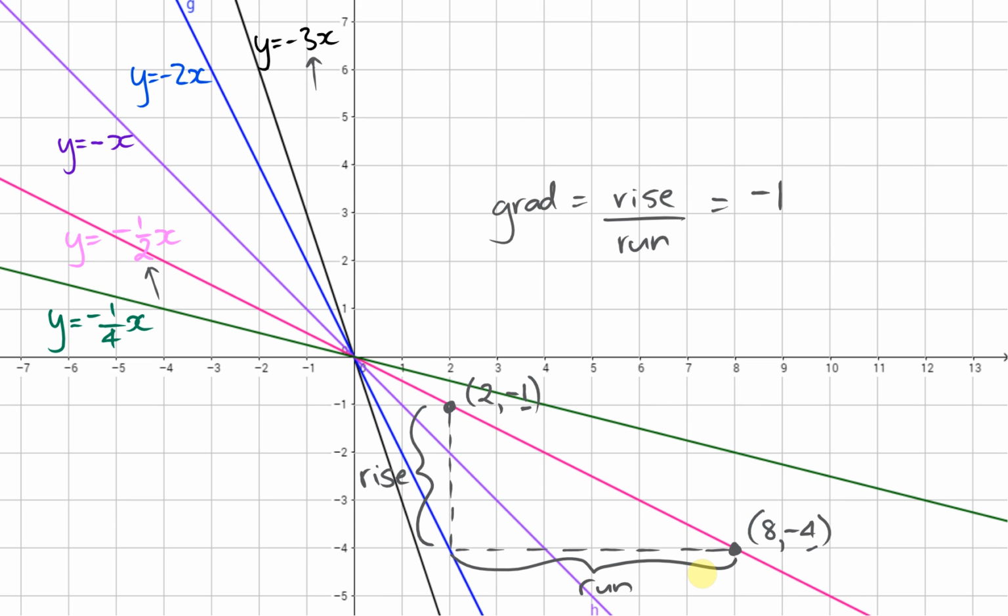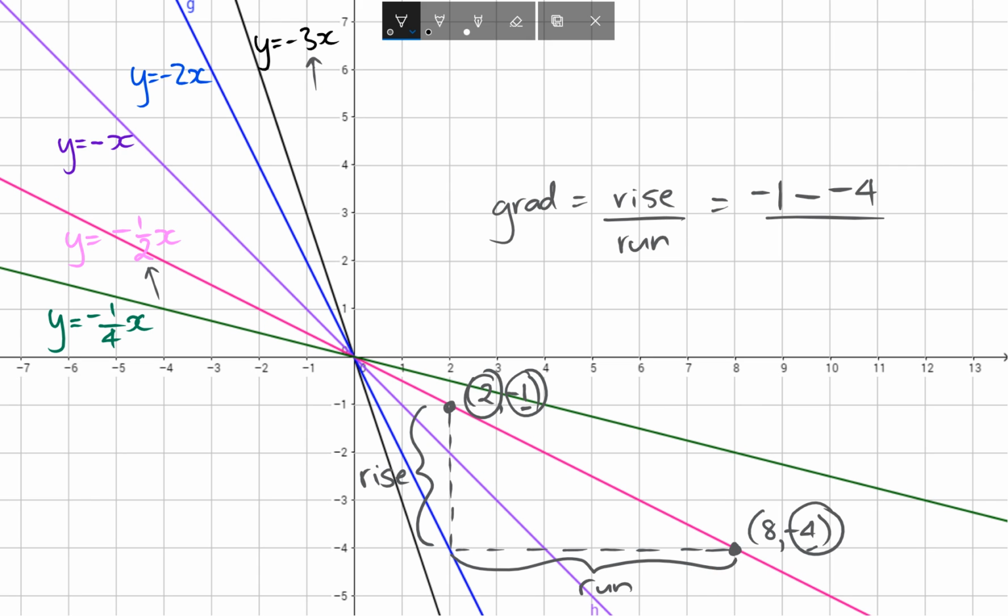If I go negative 1 minus negative 4, so I'm using that y value minus this one, divided by the run, you can see is a difference of 6, but let's use our coordinates, so it would be 2 minus 8. Remember, it's a change in the x values, so 2 minus 8. So negative 1 minus negative 4 will give me negative 1 plus 4, which is 3, divided by 2 minus 8, which is negative 6.